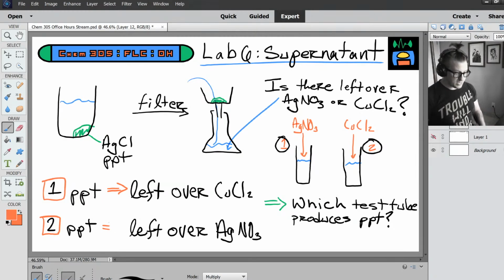So, Susan, the reason why we're adding those to the supernatant and seeing what we're looking for is it'll tell us which one was originally left over from the reaction.